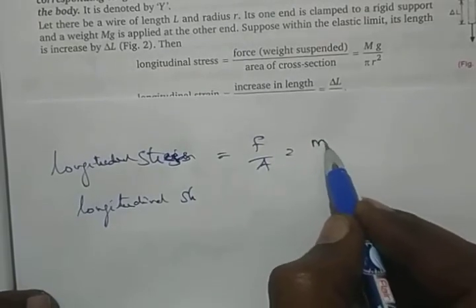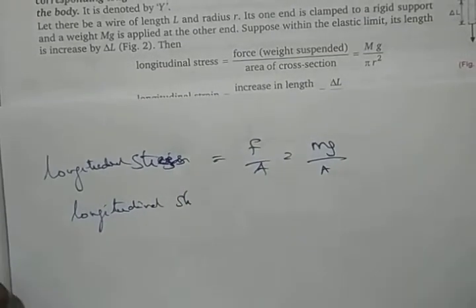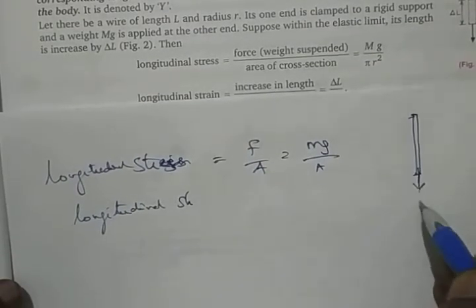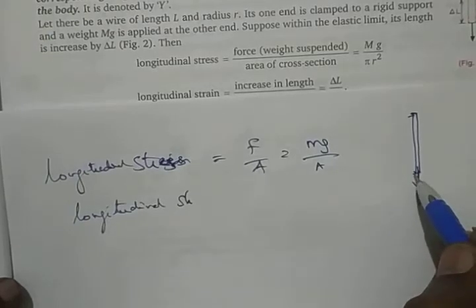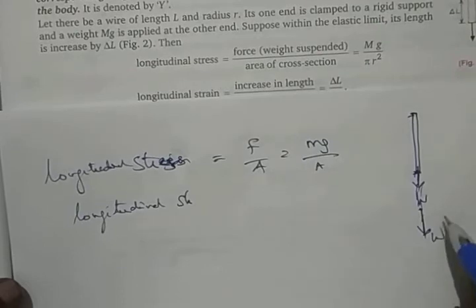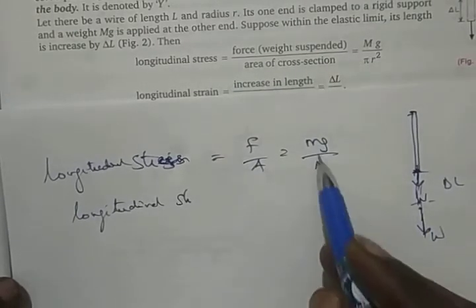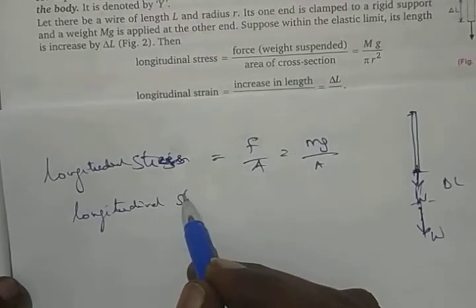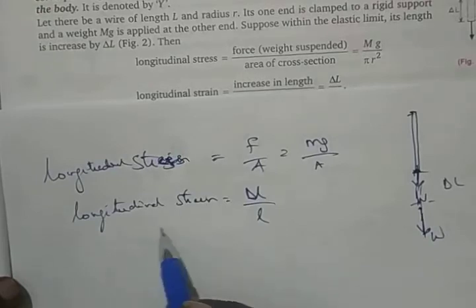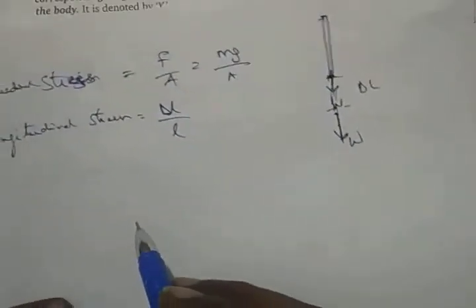Now this can also be called as mg upon area of cross section, because suppose you are pulling with a weight, then it expands, and still the weight is there. So this is the delta L value, and mg is there. Now next one, strain is going to be equal to delta L upon L, because it is longitudinal strain, delta L upon L.